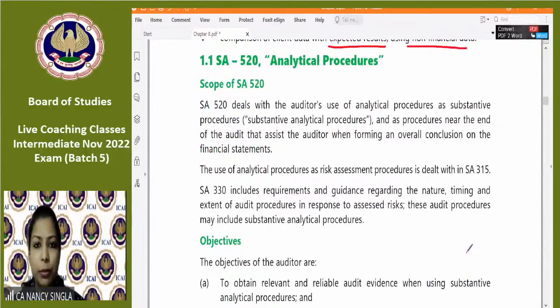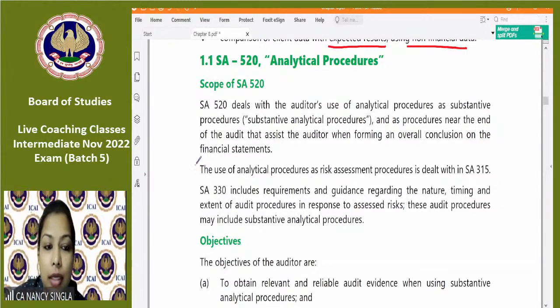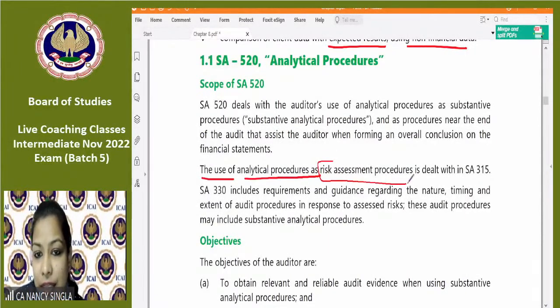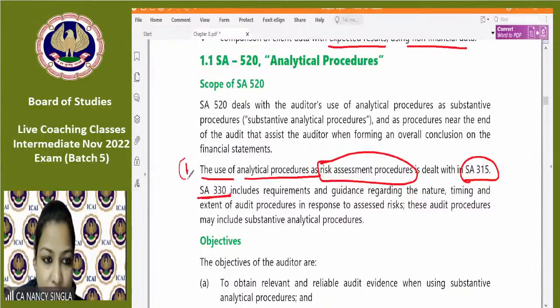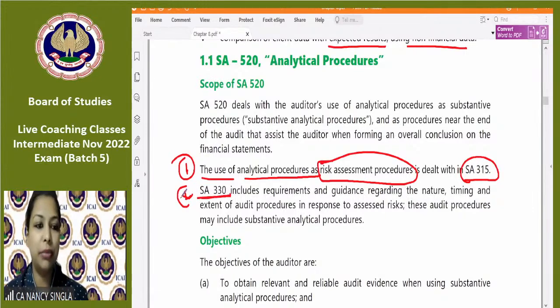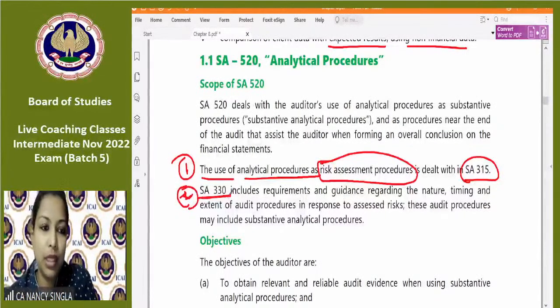अब यहाँ पर जिसको भी doubt थे, that diagram that I discussed, so it is going to make you clear. So देखो, be with me. देखो. The use of analytical procedures as risk assessment procedures is dealt in SA 315. Clear? SA 330. So first read this, then read this. See, I'm not able to write on the PDF. I don't know why. So bear with it.